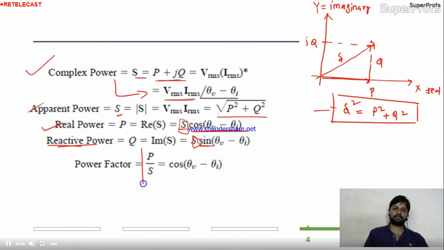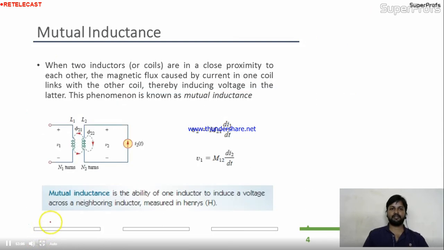What is the power factor? Power factor is P by S, that is cos(theta V minus theta I). Is it clear to you? Come to the mutual inductance now.